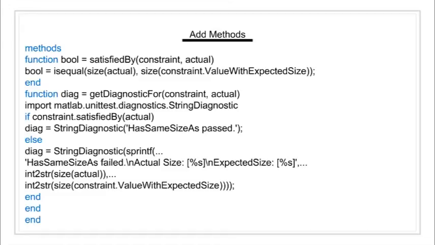I am deriving from the BooleanConstraint class, so now I need to implement the satisfiedBy and getDiagnosticFor methods, as these have to be implemented by any class that is derived from the constraint class.